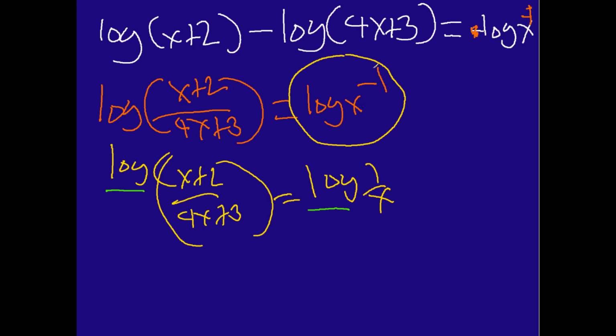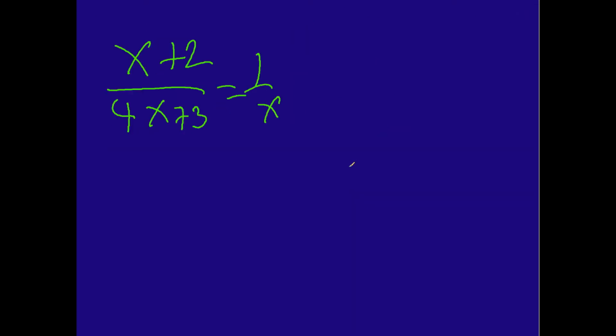Let me go back because I wasn't quite clear. Up here I made a mistake. I put negative log x. I should have put x to the negative 1 here. So log x to the negative 1. And so when you rewrite that as a fraction, you get 1 over x. So that's a mistake I made there. But we're wrapping this up. And so now it's just a matter of solving for x.